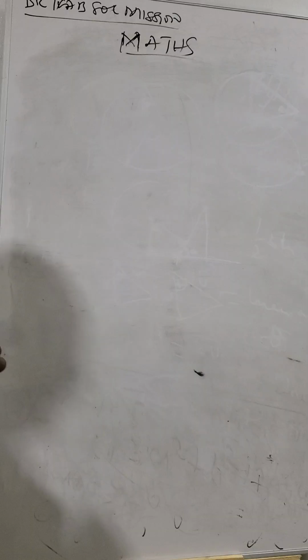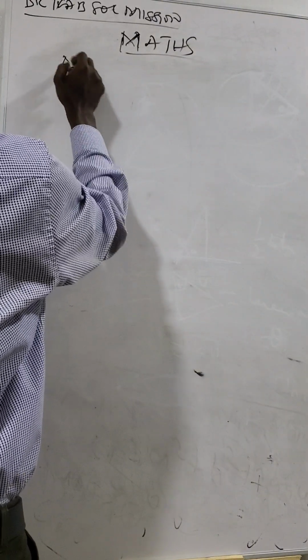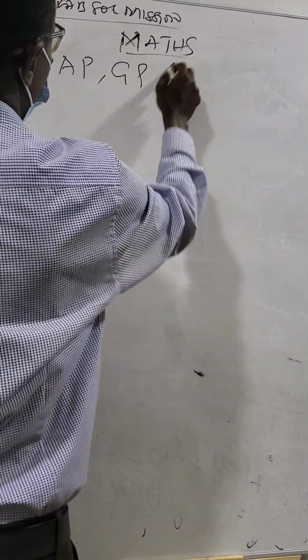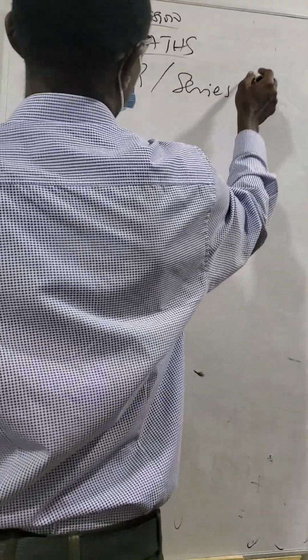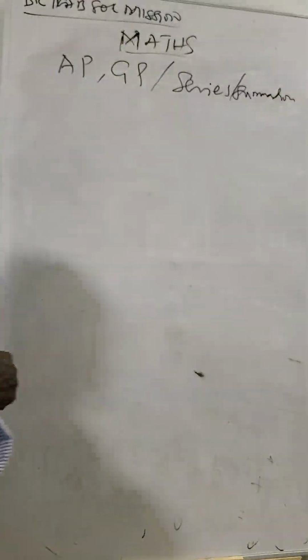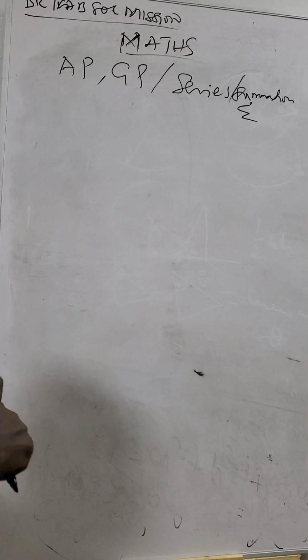We have mathematics today. We'll continue with the chapters that we left off in the last discussion. Today we'll look at arithmetic progression, geometric progression, and of course the series or summation. Now, let's briefly look at these numbers.